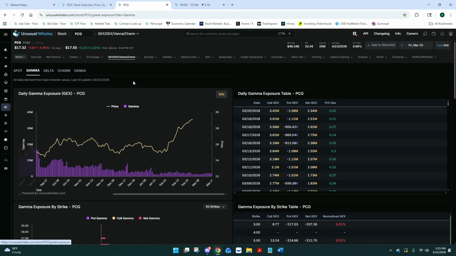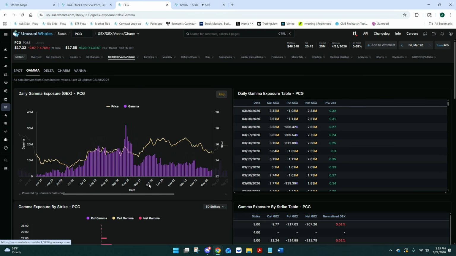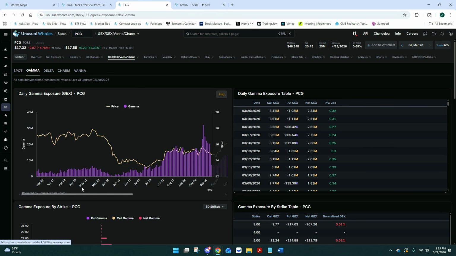PCG, let's just look at this one. Gamma. So again, another one that I would almost consider bearish. Market makers are still supplying some liquidity, but it's not as much as what we were seeing back here. And again, a good visualization of price where you can see we're just kind of chopping down here, and then we just slowly come back down.